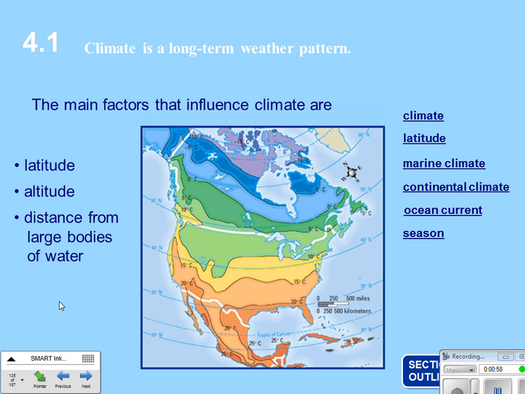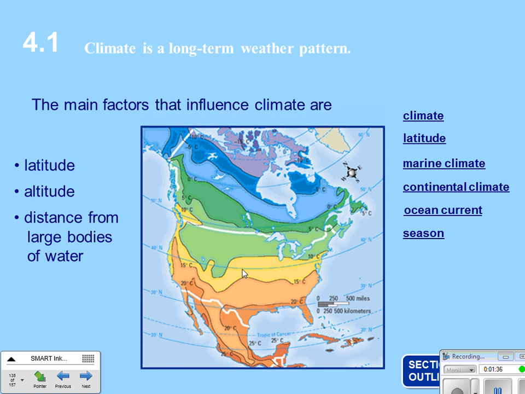And distance from large bodies of water. If you don't know already, you will find out in the unit that the closer you are to water, like our temperatures where we live, we stay a lot warmer in the winter and cooler in the summer because we're closer to the ocean. And remember, the oceans are the greatest storehouse of heat. So those hold the temperature a lot longer. So the closer you are to the water, the harder it is to change the temperature.